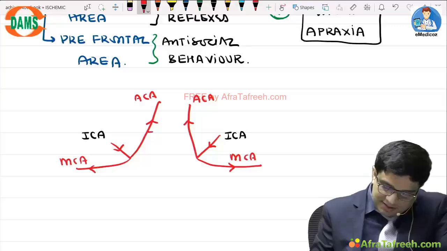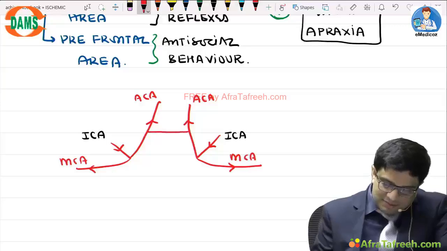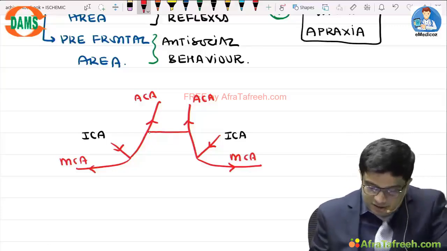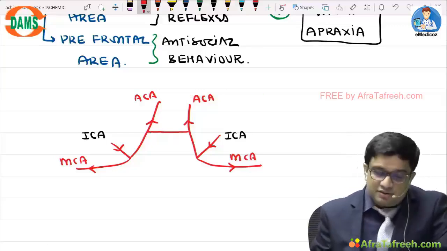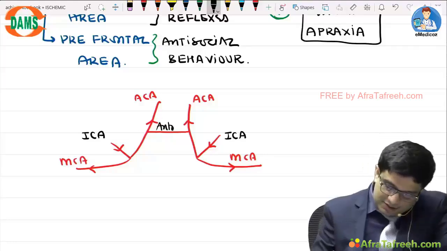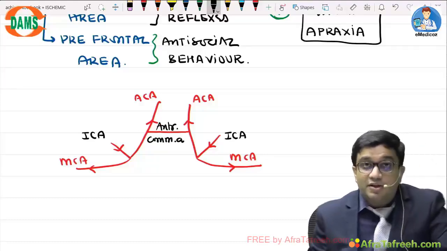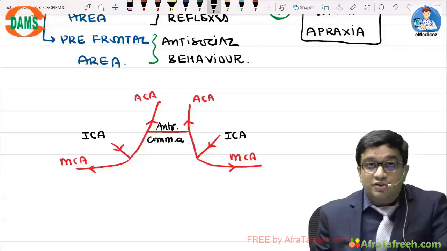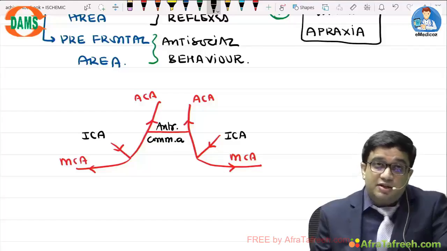But the blessing in disguise is this. Yes. So this is something that we find. The two ACAs are connected to each other with the help of a communicating artery. So this is known as the anterior communicating artery that we find, right? So ACOM is another abbreviation used very often for it, the anterior communicating artery.